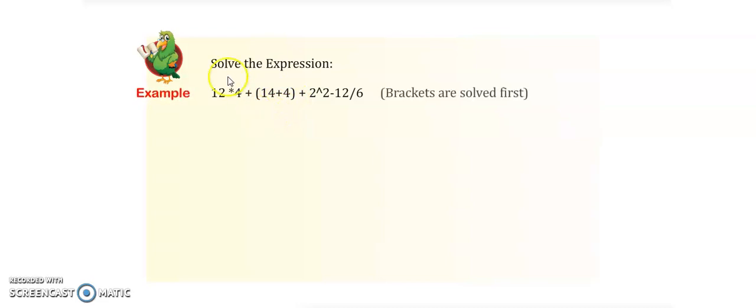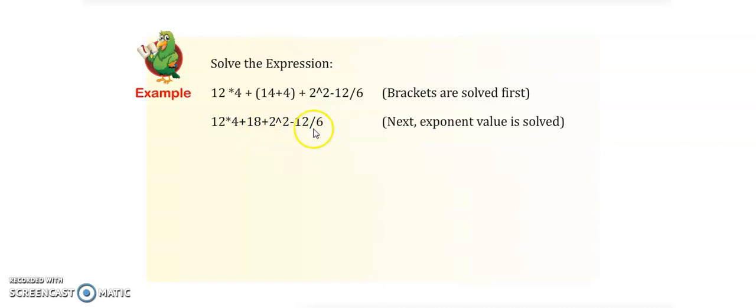So there is one example for hierarchy. Solve this expression. So first we have to calculate the brackets. Okay, brackets will be solved. After that output will be this, 14 plus 4 it's 18. Now all the rest of the digits we will write as it is. Next exponent values will be solved. 2 carat 2 it means.